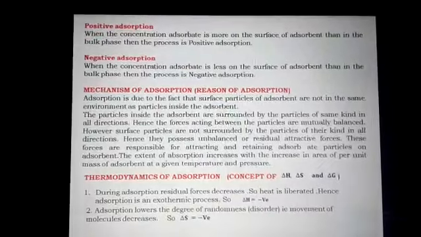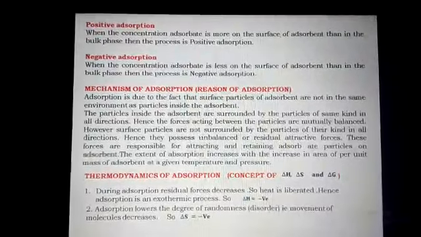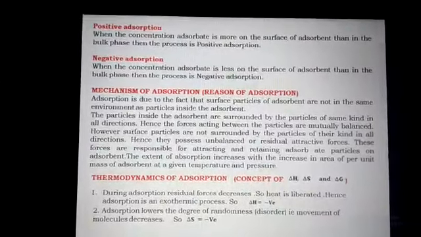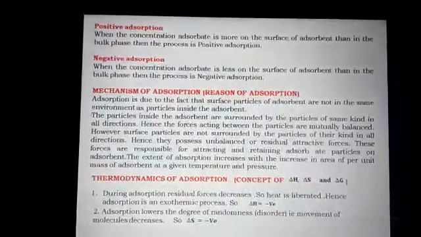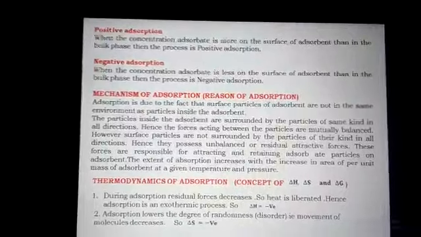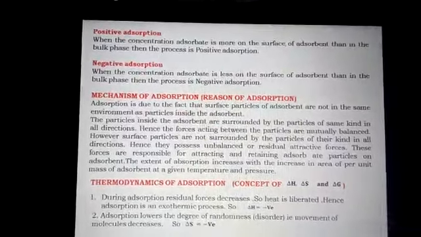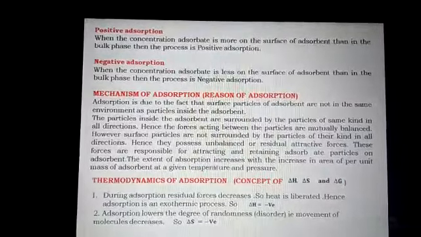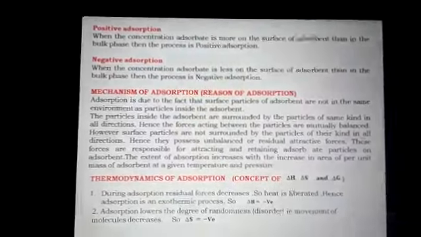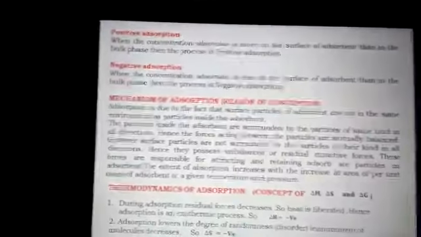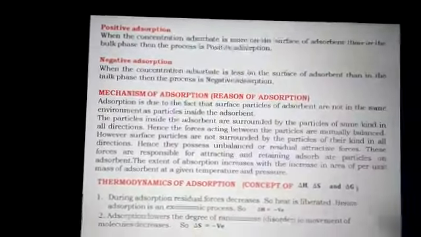Next, change in entropy. Entropy is a measure of the randomness of the particles inside the molecule. During adsorption, when the adsorbate molecules accumulate on the surface of the adsorbent, the randomness decreases. That means the degree of randomness or disorder, that is the movement of molecules, goes on decreasing, which means delta S is negative. Delta S becomes negative, and delta H is also negative.